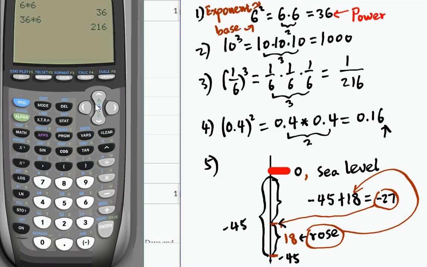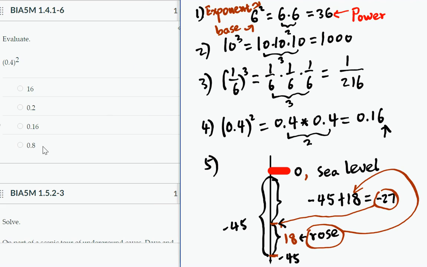Again, you can use your calculator, 0.4 times 0.4. You may also use 0.4, arrow to the top, means exponent, this one. Put 2 there, you also get 0.16. Okay?